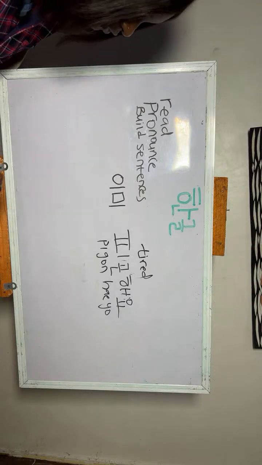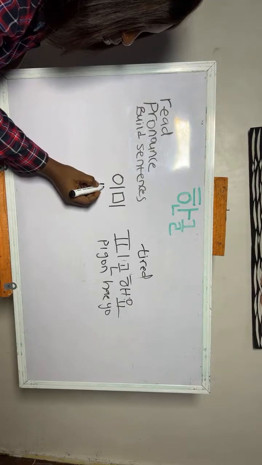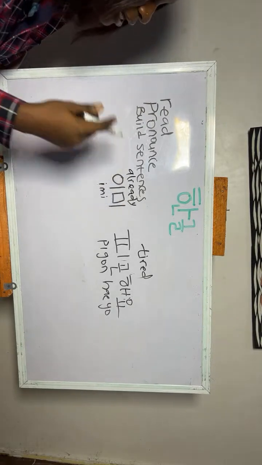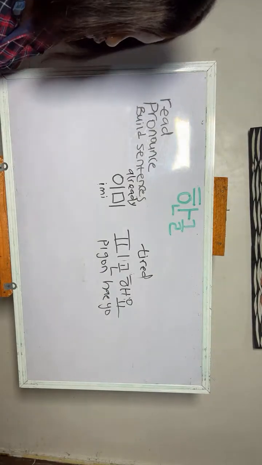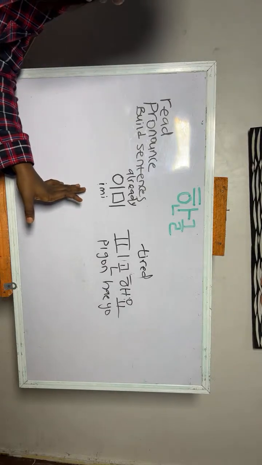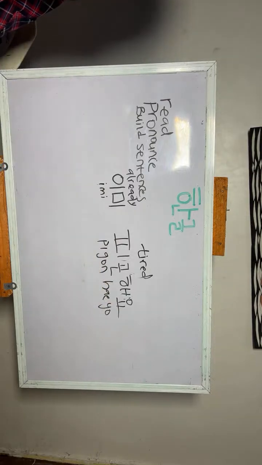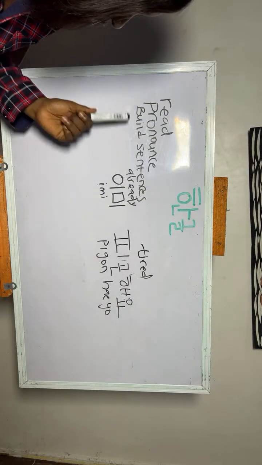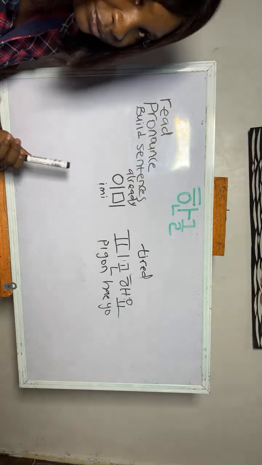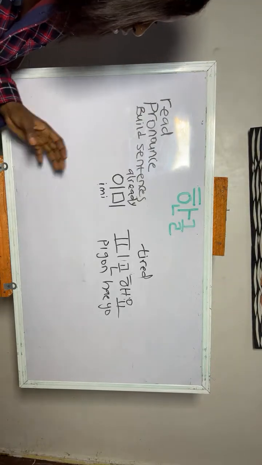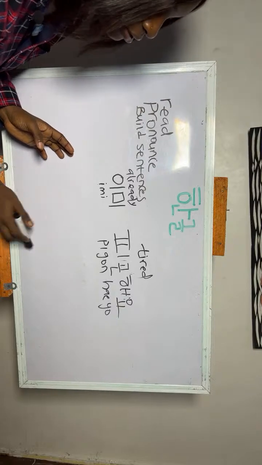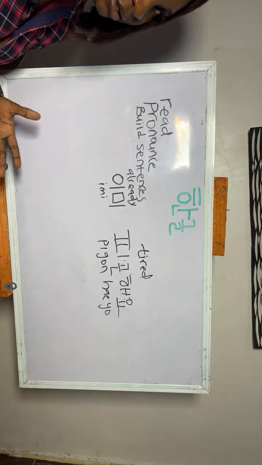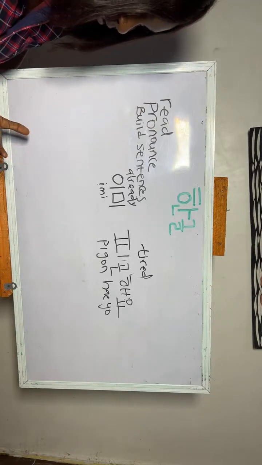Yes, so imi, this is 2 syllables. Imi means already. So something already happened, right? If you say imi plus 피곤해요, what you just did was build a sentence. Let me backtrack. This is a word, imi, and it means already. If you take imi plus 피곤해요, which means to be tired, you get already tired. That is a sentence on its own.